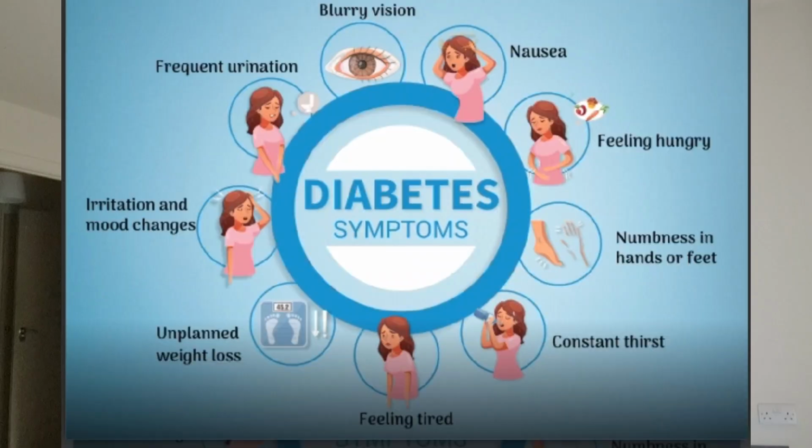We have the three main Ps: polyuria, polyphagia, polydipsia. Polyuria is when someone pees a lot, especially during the night, which can disrupt their sleeping pattern. Polyphagia is excessive hunger leading to excessive eating. The person starts eating a lot.